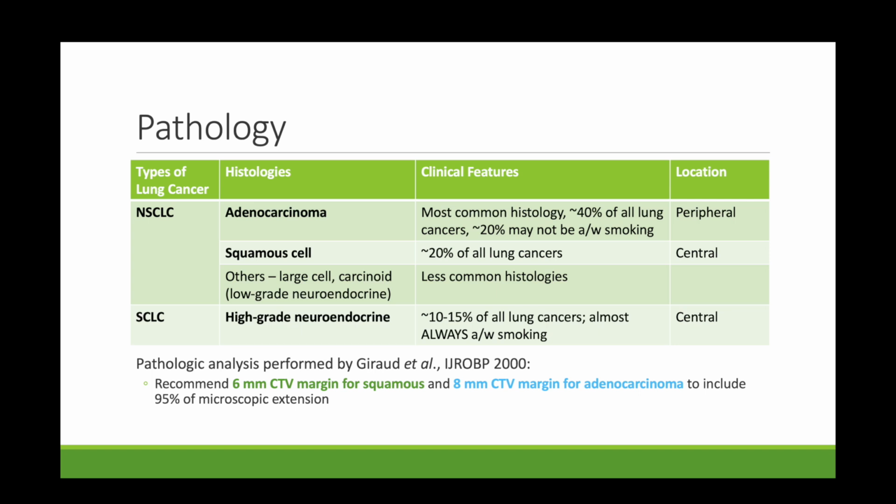And so, the reason that we differentiate non-small cell versus small cell is because these are treated as completely different disease sites. Small cell lung cancer is treated much more as a systemic disease. And so it's really important to make this distinction before we commit patients to a treatment path.